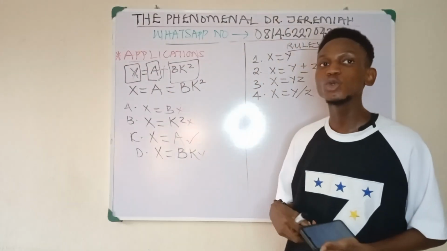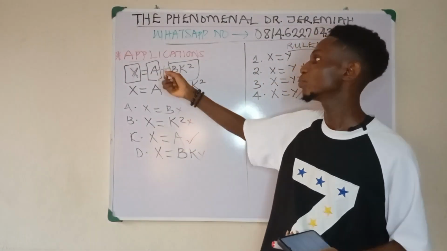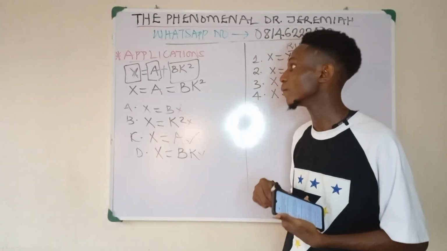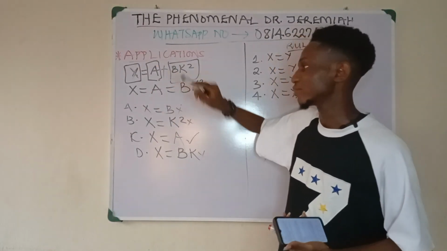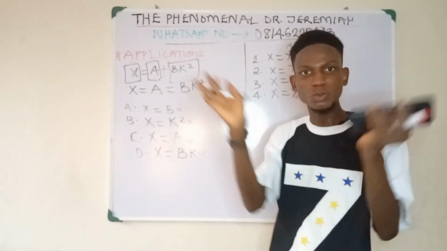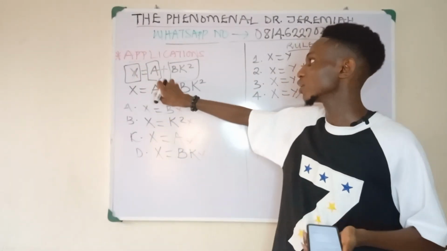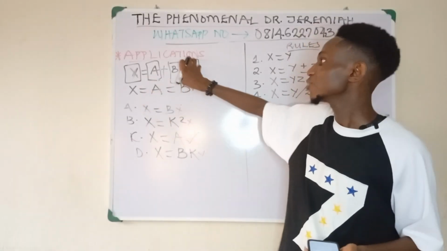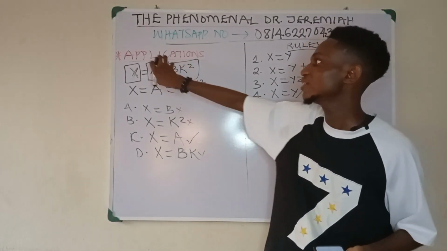So how do you know this now? When they are separated with positive or negative, that makes that set of quantities a term. They can be a group of quantities or just one quantity. As long as they are separated with a negative or positive sign, that makes them a term. So this is a term, this is a term, this is a term.